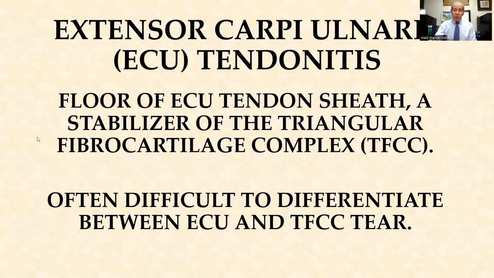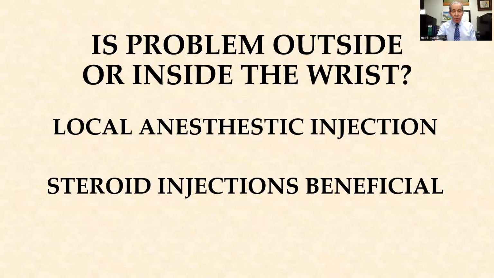Now, in treating ECU tendinitis, it should be known that the floor of the tendon sheath stabilizes the triangular fibrocartilage complex, and sometimes it's difficult to differentiate whether this problem is tendinitis or a TFCC tear. So the way that I tend to do it is I like to inject the wrist with local anesthetic, and if the pain goes away and the wrist is anesthetized, then you know the problem is inside the wrist. If it doesn't go away, it's probably outside the wrist.